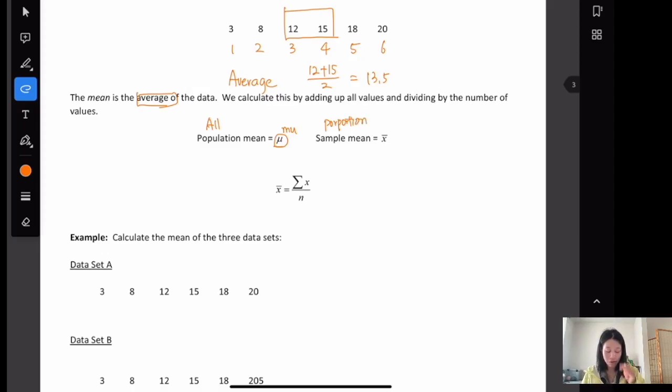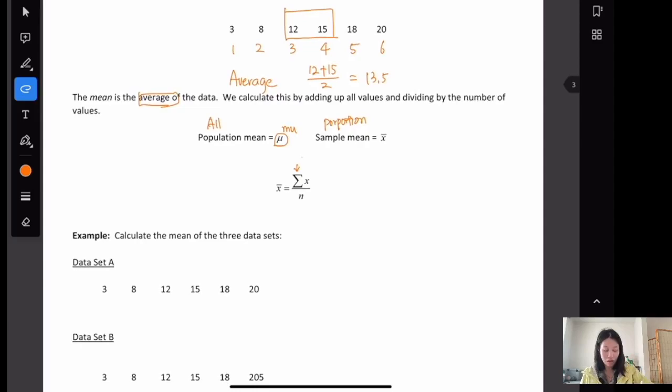So x bar is equal to the sum of x divided by the number of the data. This notation, which looks like a sideways E, is called the sum. It means you add all the data together and then divide by n. n is the number of data in your data set.